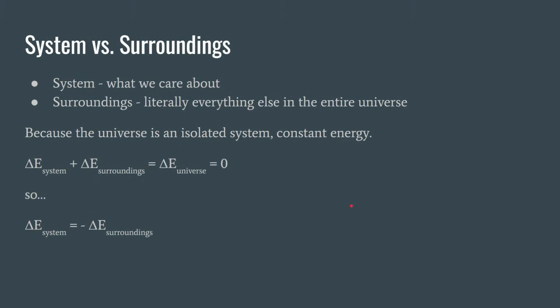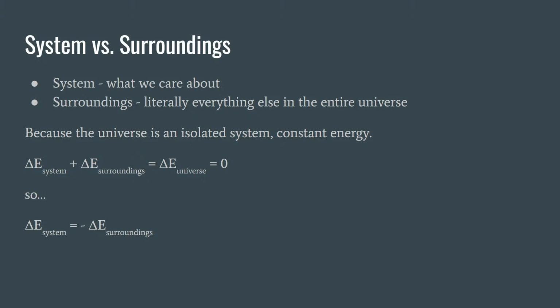Okay. So now, the system versus the surroundings. The system is the thing we care about. So in chemistry, it's usually going to be a chemical reaction of some kind. The surroundings is literally everything else in the entire universe.